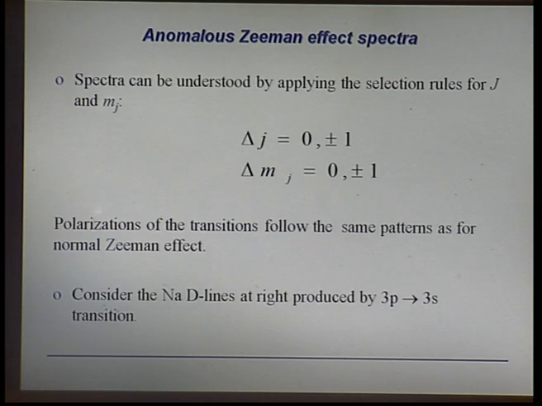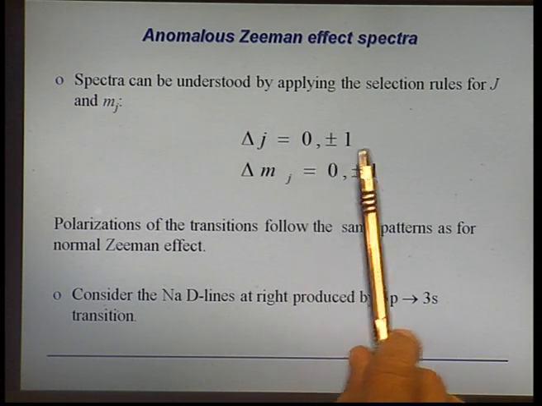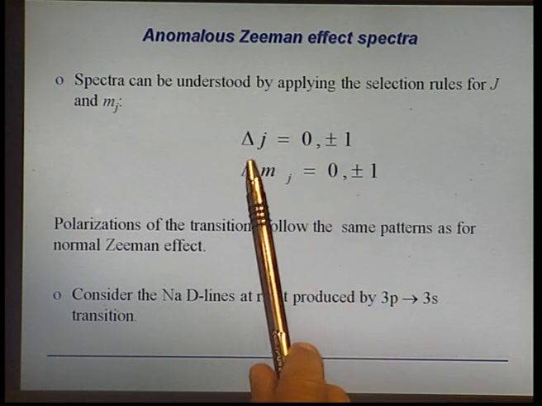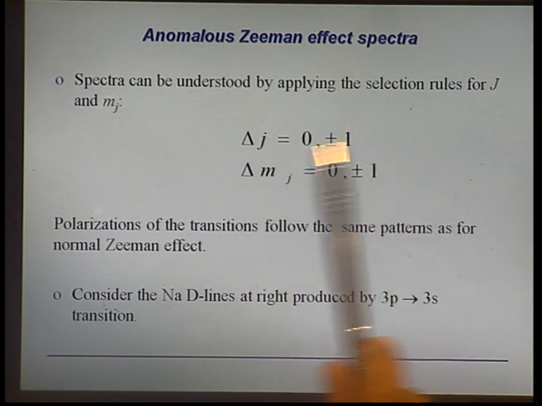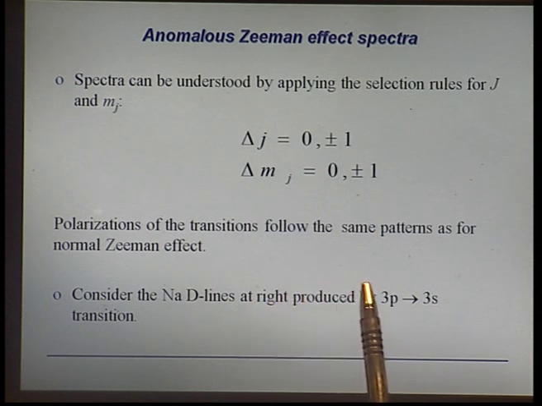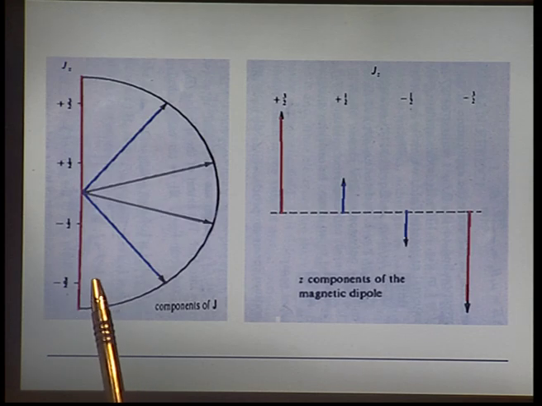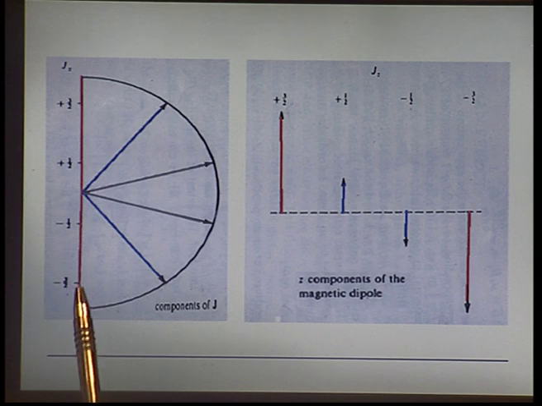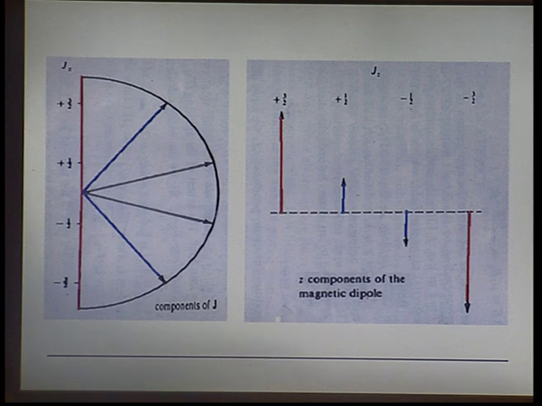Anomalous Zeeman effect spectra require delta J equal to 0 or plus or minus 1, that is, a change in the J value, and delta Mj equal to 0 or plus or minus 1. These are the selection rules, and the polarization of these transitions we have already seen. We will observe this direction of the magnetic field, and the applied field produces a vector being affected by it.